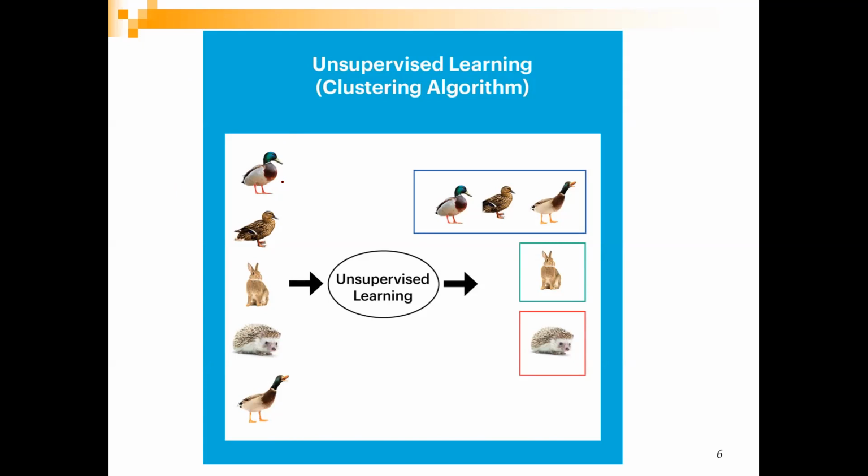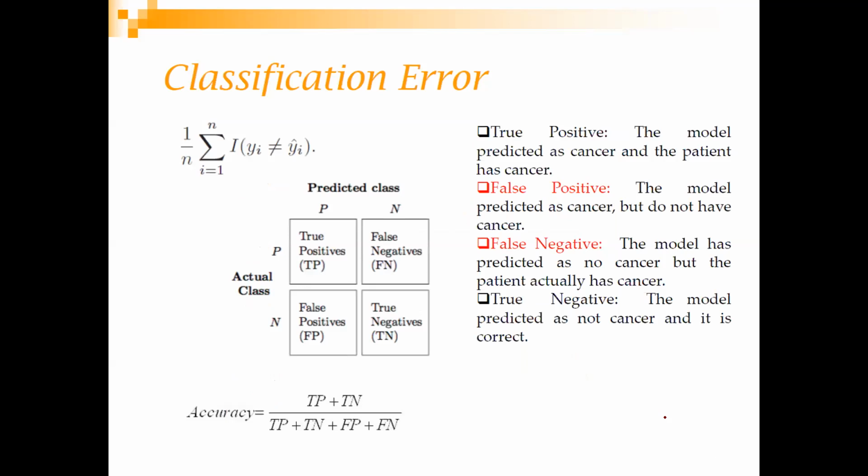The concept of natural group may not be very clearly defined. It can have ambiguity, because here you can classify them as birds and animals, or you can also classify them as birds and hares and porcupines. So there can be different types of groups. This is your unsupervised learning. Now what we are going to look at is classification error, or how to evaluate a classifier. Is it clear so far?